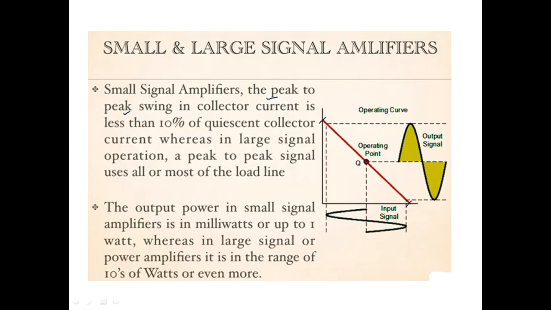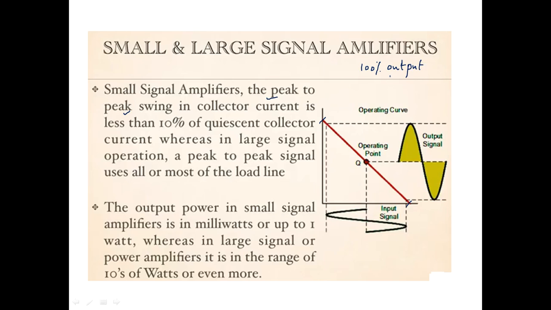I repeat, the output signal is in complete swing with respect to the input signal. What does that mean? That means for any value of the input signal, there is an output signal. I repeat, what do we mean by 100% output swing? 100% output swing means for any value of the input signal, there is an output signal.